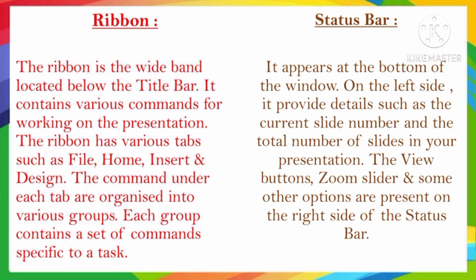So in your PowerPoint, you will find the status bar at the very bottom of the presentation. It shows you how many slides you have made and what your theme is. You can increase the size of the page, you can decrease the size of the page. So many other things are present in the status bar. So there are in total 4 components. First is quick access toolbar, second is title bar, third is ribbon, and the last one is status bar. Okay, children?